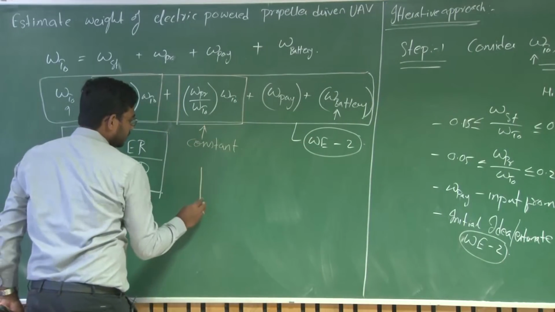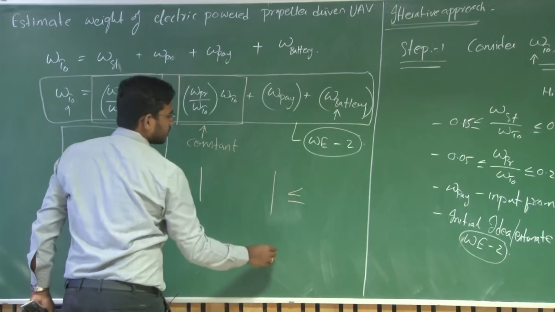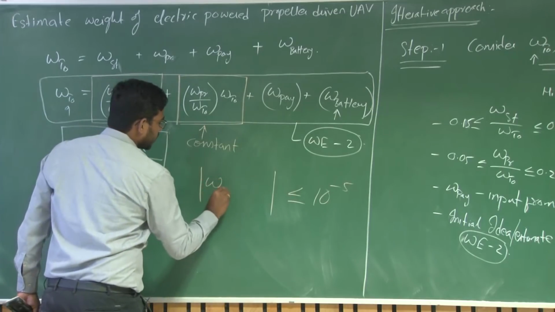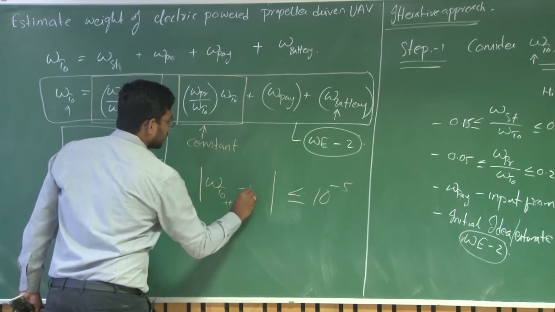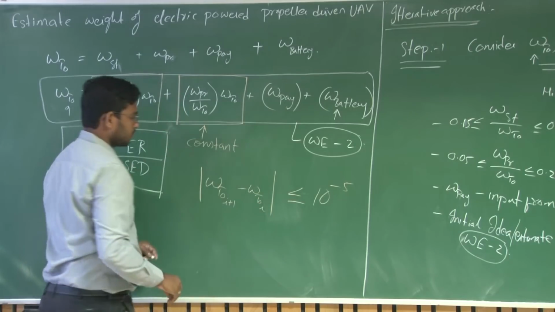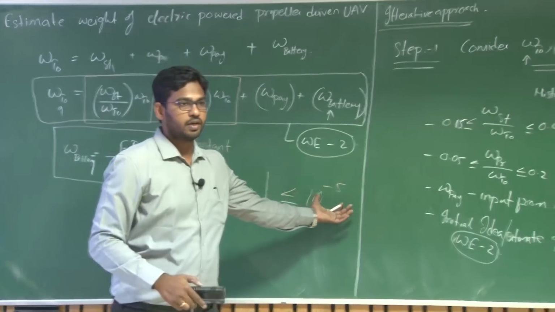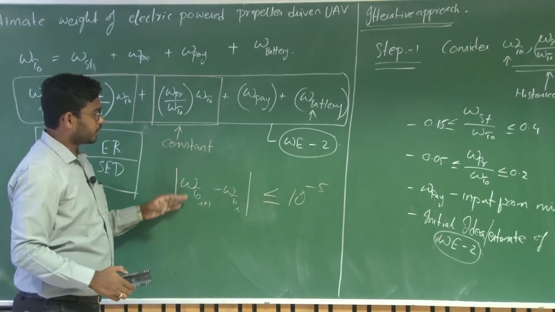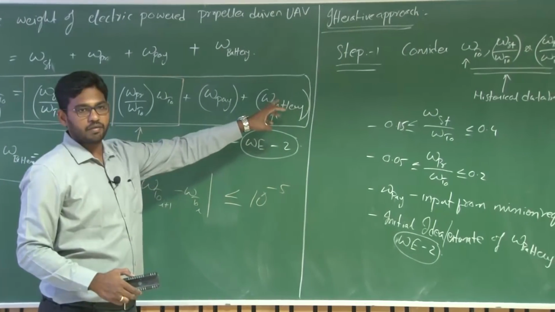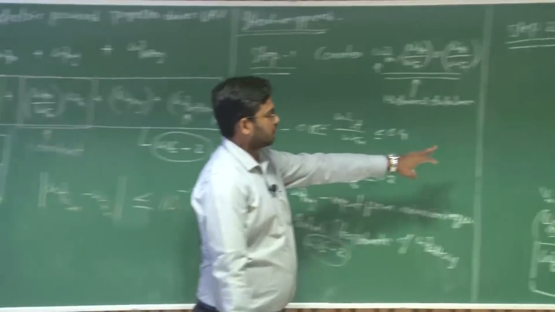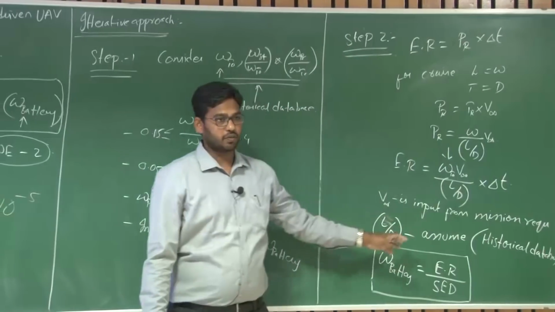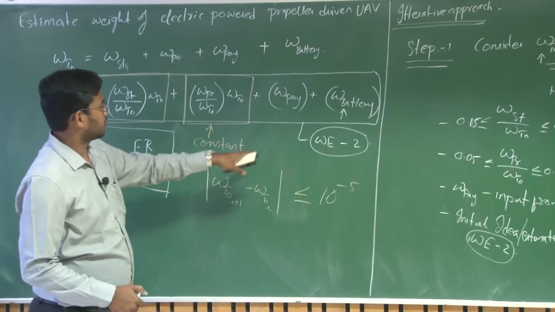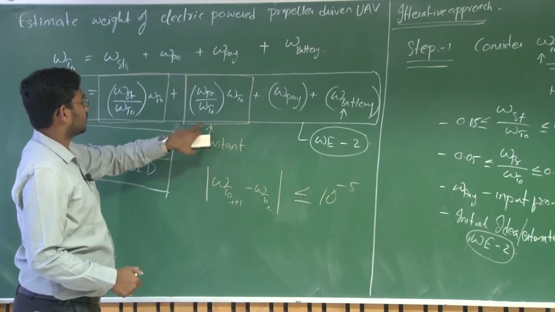You need to update this until this cost function becomes very small. You can define this error, right? W takeoff i plus 1 minus W takeoff i should be less than or equal to some error. You can define the limit of this error. If you keep iterating this, finally you will end up with a battery weight that satisfies this particular mission requirement. Once you arrive at this number, or this cost function is satisfied, what you do is update the propulsion weight.